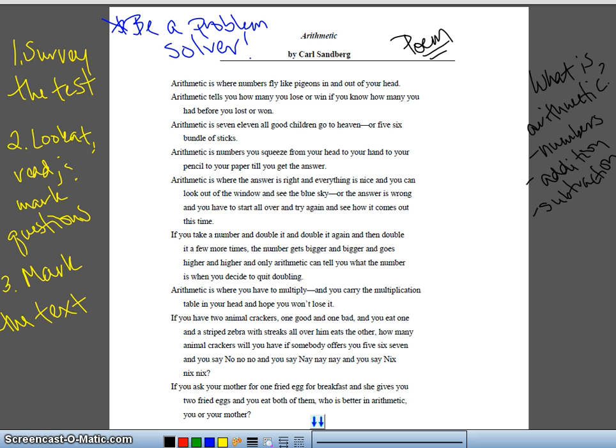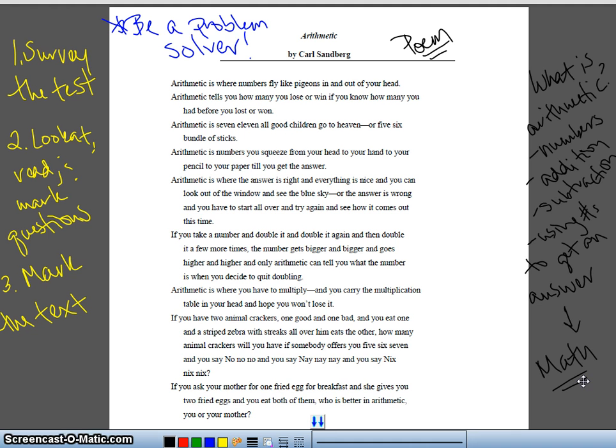"Arithmetic is 7, 11, all good children go to heaven," or "5, 6, bundle of sticks." Honestly, that's just a little bit confusing, so I may just keep reading. "Arithmetic is numbers you squeeze from your head to your hand to your pencil to your paper until you get the answer." Okay, so now I know that it's using numbers to get an answer. At this point, I should have enough information to know that when I'm talking about arithmetic, I'm talking about math. So that should help me get a really good idea of the poem's content and what I'm going to be reading about.